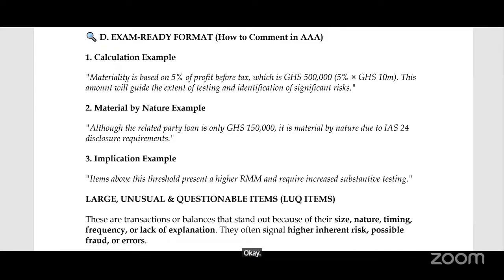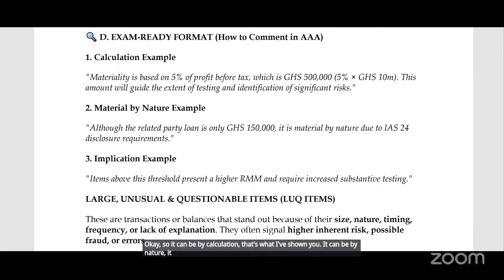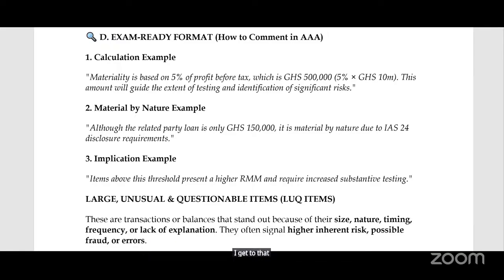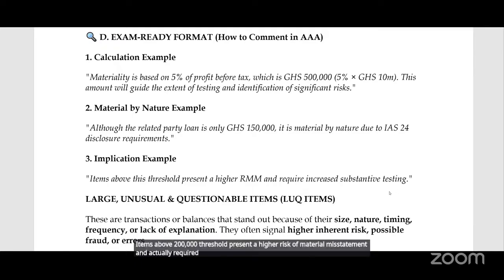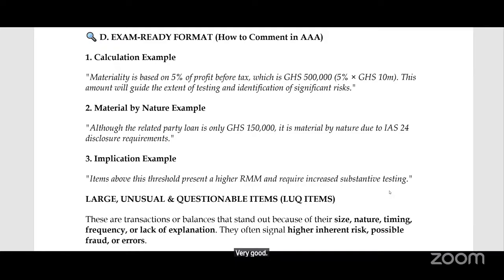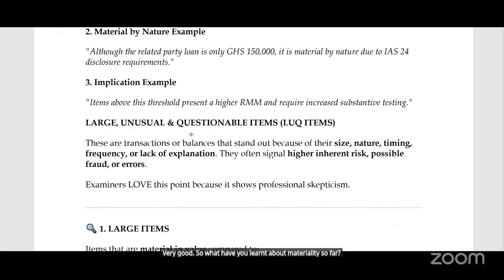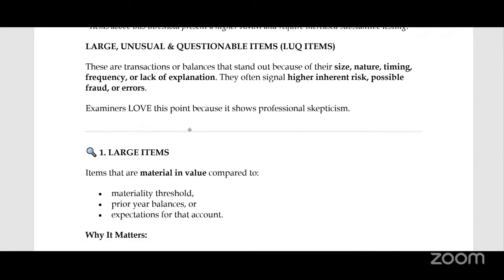Okay, so it can be by calculation. That's what I've shown you. It can be by nature. It can be by implication. So we can just say that items above the 200,000 threshold present a higher risk of material misstatement and actually require what? Increased substantive testing. Very good. So what have you learned about materiality so far?